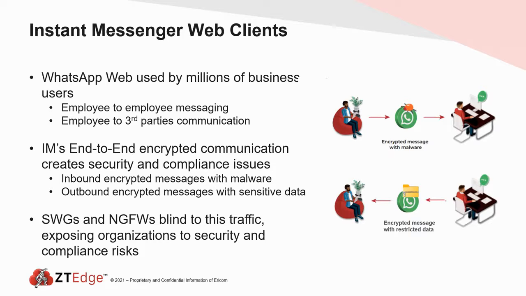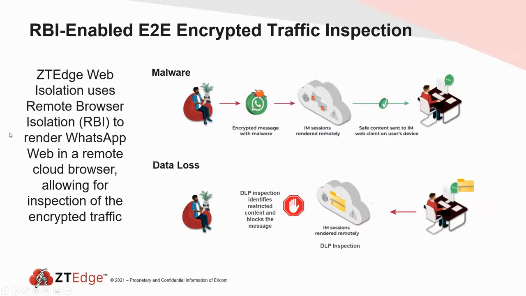Additionally, if someone is trying to download a file from, let's say, a WhatsApp web session, it's very difficult for SWGs and firewalls to be able to see that file transfer at all and identify whether that file transfer is malicious or not malicious. So how can we protect organizations in the world of instant messenger web clients? The answer is by using ZT Edge web isolation.